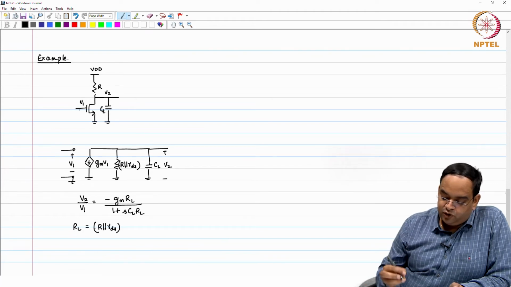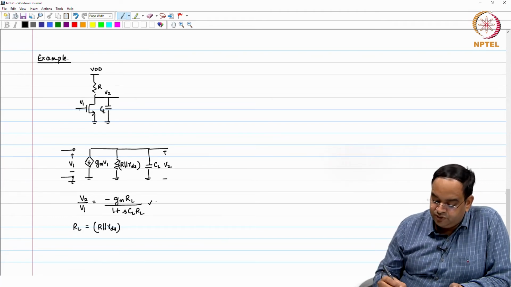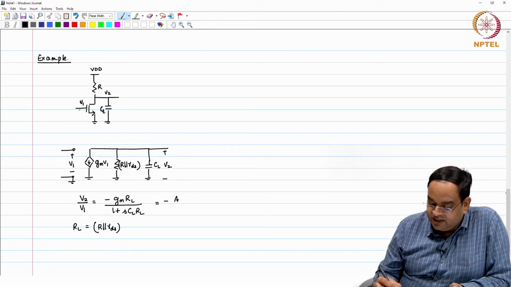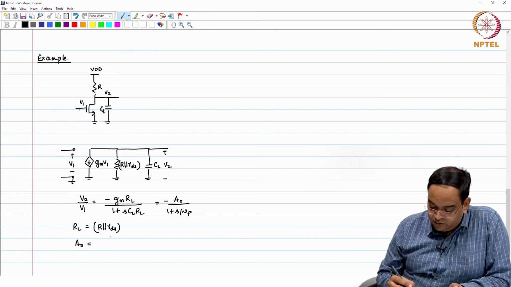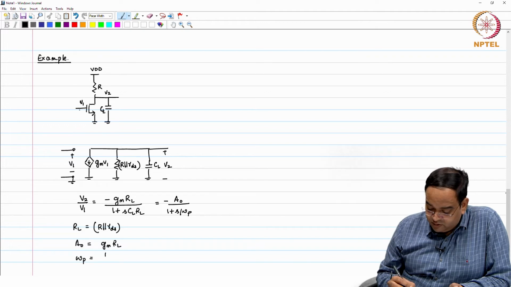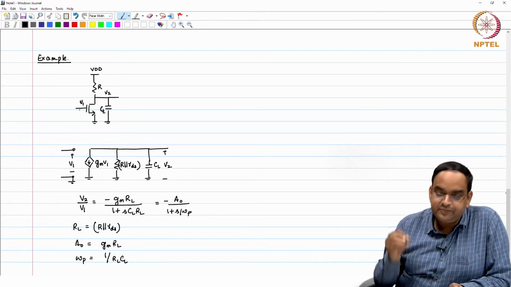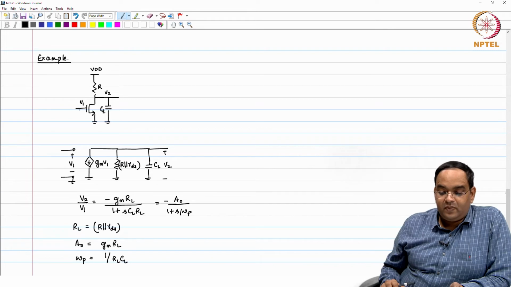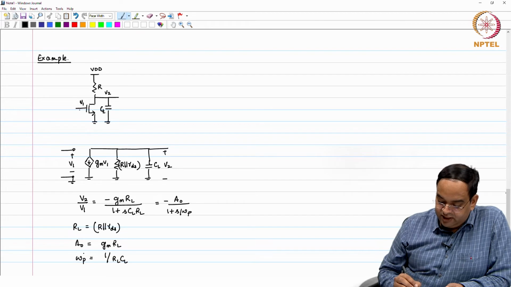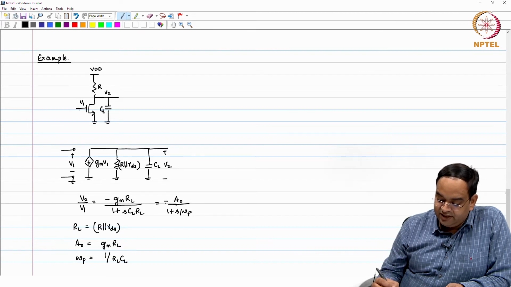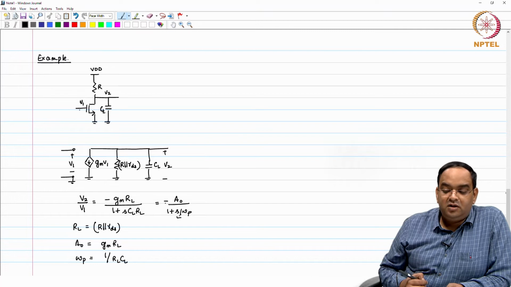Okay. So, this is the transfer function which you have, and this can be written as some DC gain A naught divided by 1 plus s by omega p, where A naught is equal to gm times RL and omega p is 1 over RL CL. Okay. So, I have this single stage here, the gain which you are seeing has minus 180 degree and one particular pole.